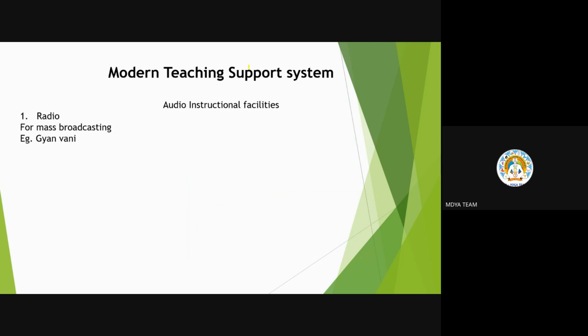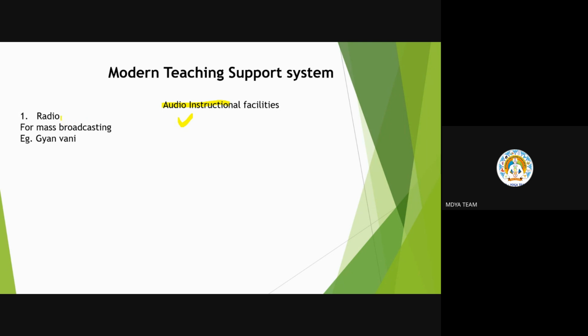Now, modern teaching support system. In this we will study about audio instructional facilities. If the message is grasped by the learner only with the help of audio, with no video, not only visuals, that comes under audio instructional facilities. An example is radio.